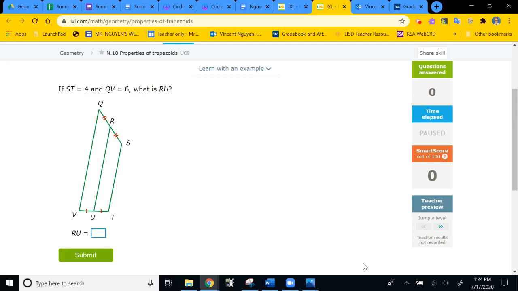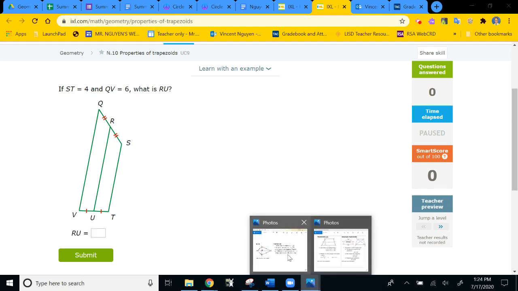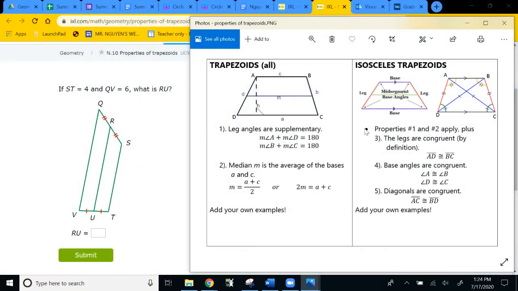Today we're going to be working on solving trapezoids and what's the other one? Kites. Sorry, I went blank. Using their properties, right? So before we begin, let's take a look at these properties real quick.